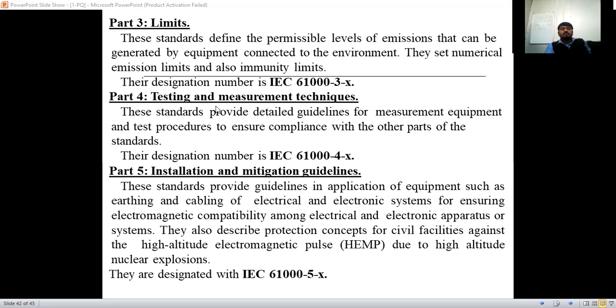For testing and measurement techniques, this standard provides the different techniques for measurement, and it provides the test procedures. That is the fourth one. The fifth one is installation and mitigation guidelines. These standards provide guidelines for the installation, where we are going to do the application side.